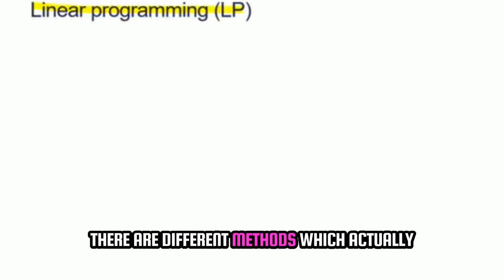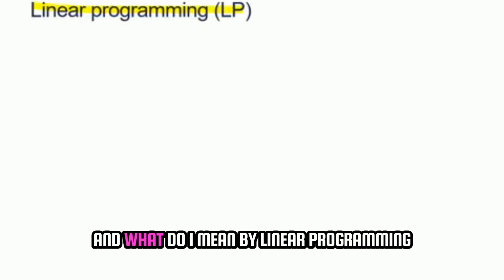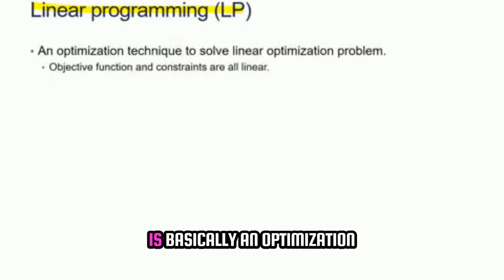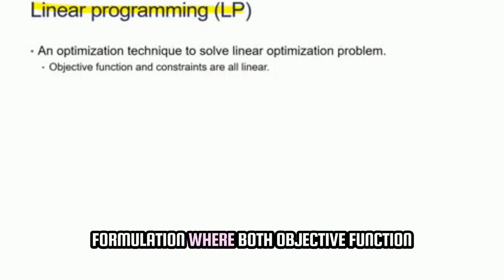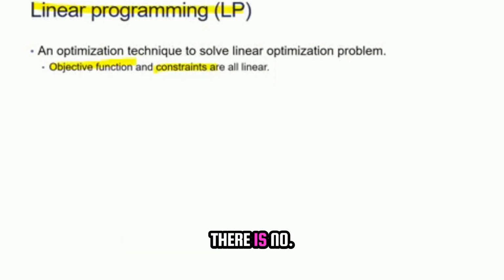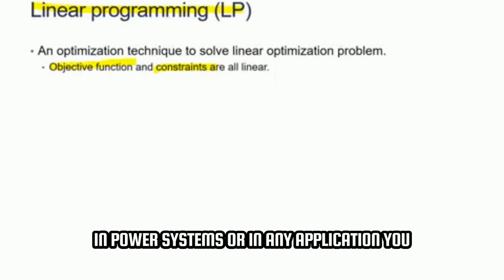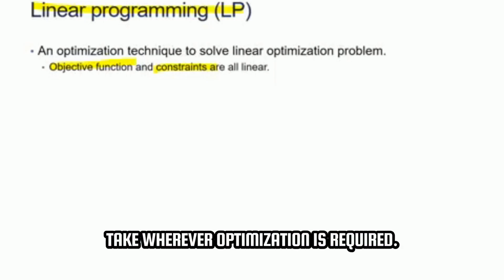There are different methods which dedicatedly solve linear programming problems. And what I mean by linear programming is basically an optimization formulation where both the objective function and the constraints are all linear. There is no non-linear term. So everything will be linear, right? Now, what is the importance of this linear programming in power systems or in any application you take wherever optimization is required?